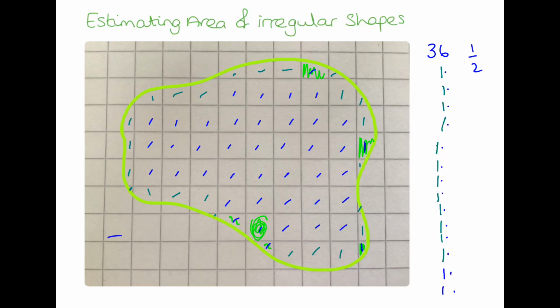So I reckon we have estimated the area of this blob to be 50.5 square centimetres. We're never going to be able to get that completely accurate because we're not measuring those bits and we're not putting them together to make sure that they make a whole square. But that just gives us a way of estimating an area.